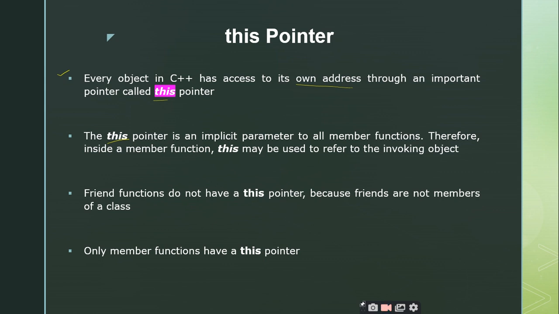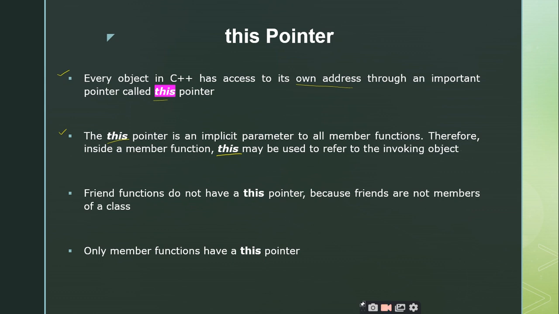That means the member function can be invoked by objects, and the object can be accessed by the this pointer, right? So the other point is that this pointer is an implicit parameter to all the member functions of a class. Therefore inside a member function this may be used to refer to the invoking object, right? There is no need to specially pass the object as a parameter to the member functions. Why? Because we have a pointer that points to the object, so this pointer can be used to refer to the invoking object, right?